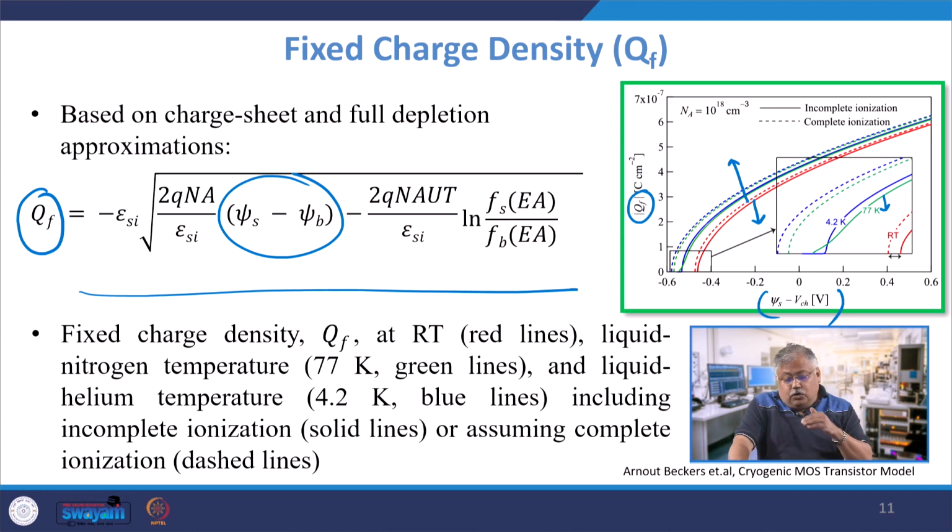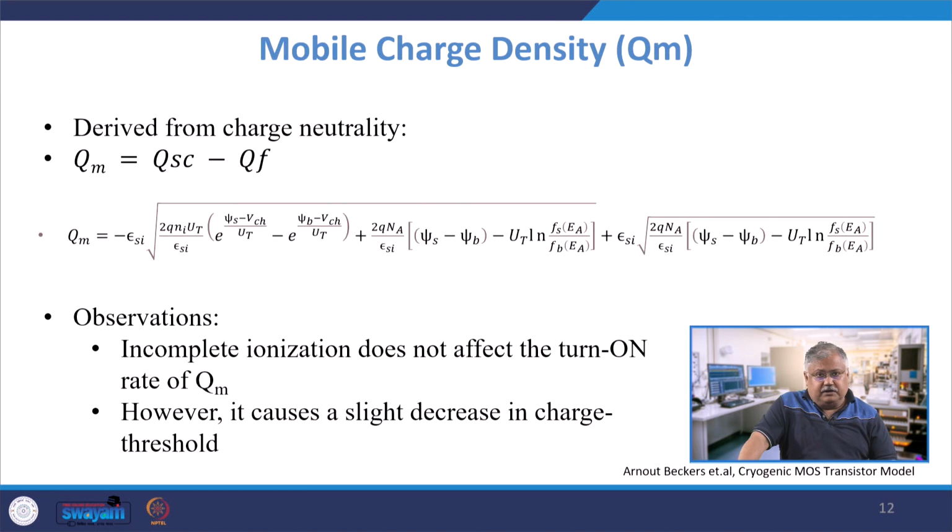Here also you do not see a very heavy kink effect for fixed charges, because there are certain reasons for that. We will not go into details of it, but typically we do not see a large amount of difference in the fixed charge. Let me come to the mobile charge. Mobile charge is basically if you take the total charge and subtract the fixed charges, you will get the mobile charge, and if you subtract it, I get this expression into consideration.